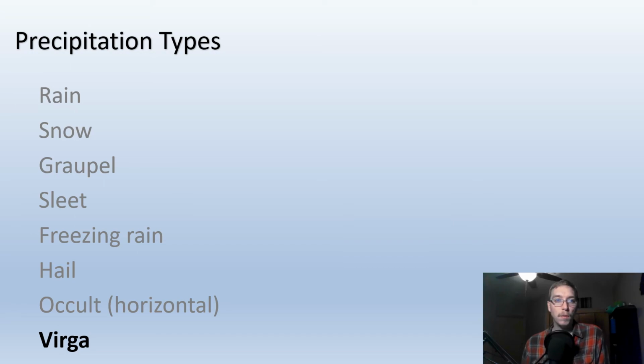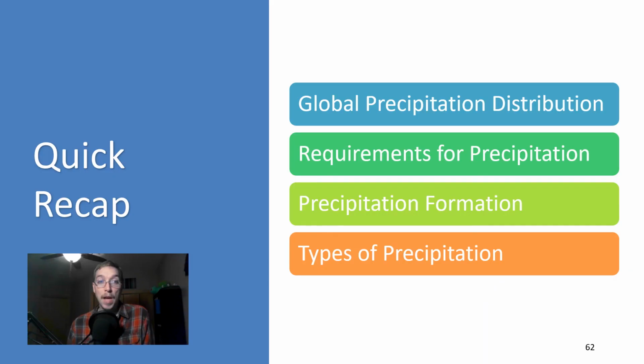So, as a quick recap, in this video we talked about global precipitation distribution, the requirements for precipitation, how precipitation forms, and the different types of precipitation.